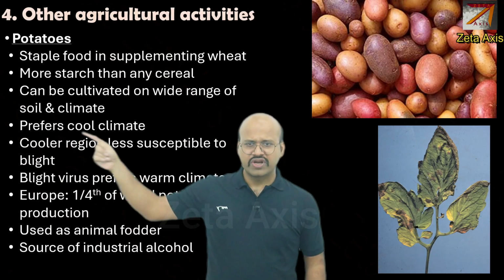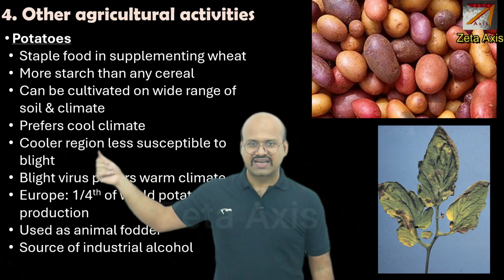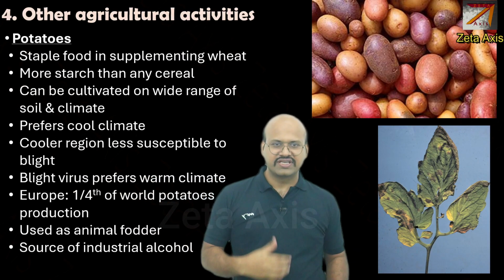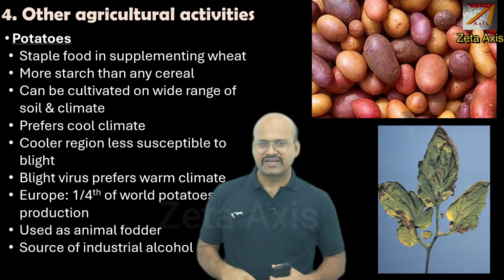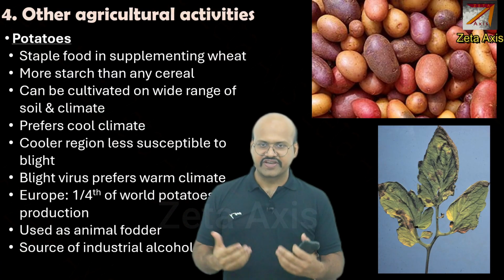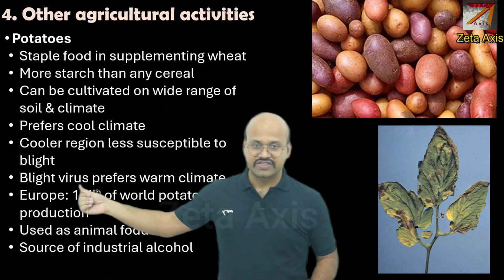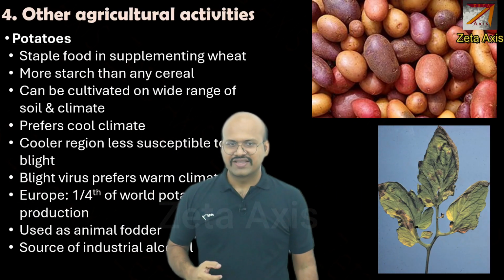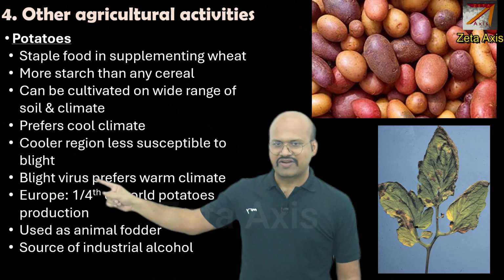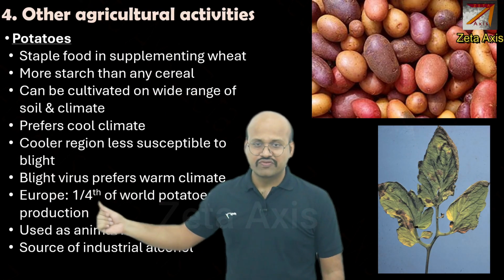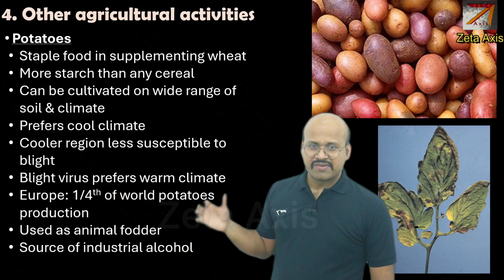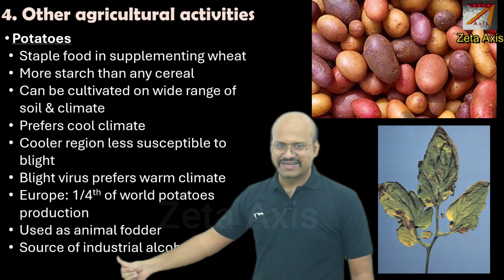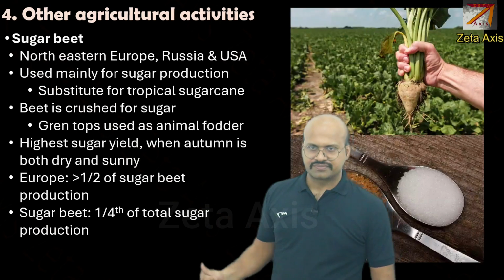It prefers cooler climate. Cooler regions are less susceptible to blight. Blight is like a disease to these potato crops, and it leads to their death, and it spreads very fast. Blight virus prefers warmer climate. Therefore, it is grown in cooler climates where there is less infection of blight virus. Europe produces 1/4 of the world's potatoes. The potatoes here are mainly now used for animal fodder or industrial alcohol production.